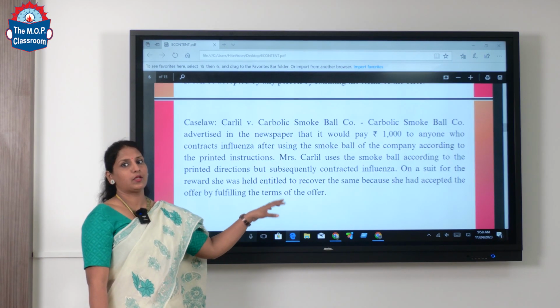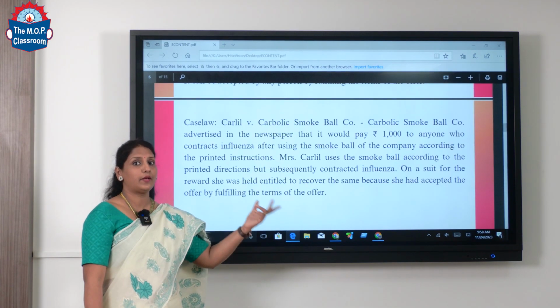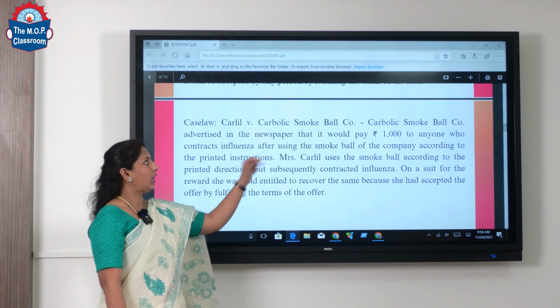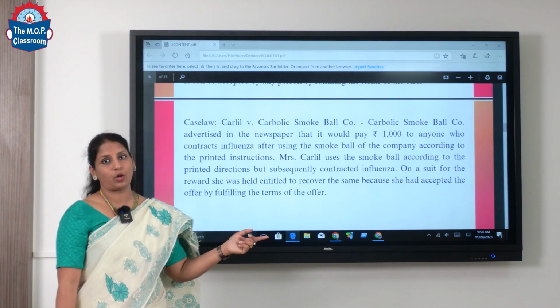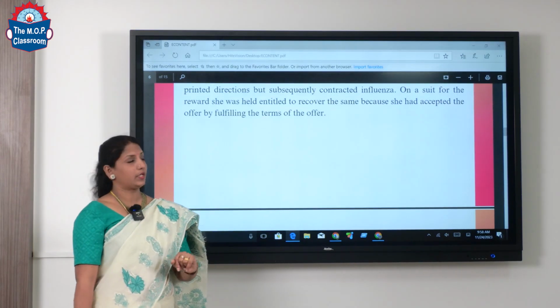So in this case, whatever they have given as an offer in an advertisement, they were bound to it, and the judgment has been in favor of Miss Carlill, saying that Carbolic Smoke Ball has to pay the compensation to Miss Carlill. So this is the example of a general offer.